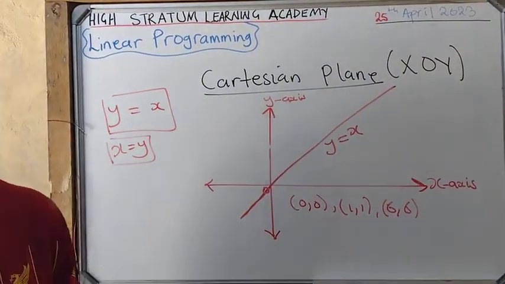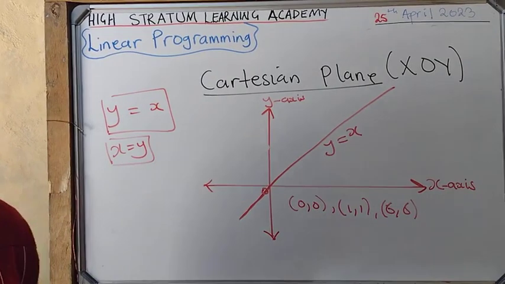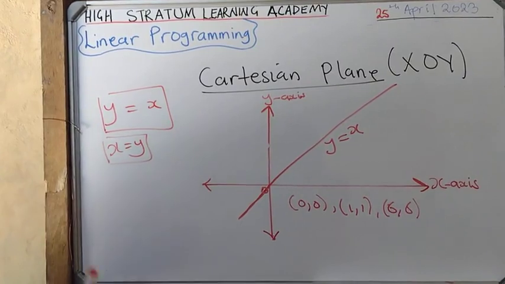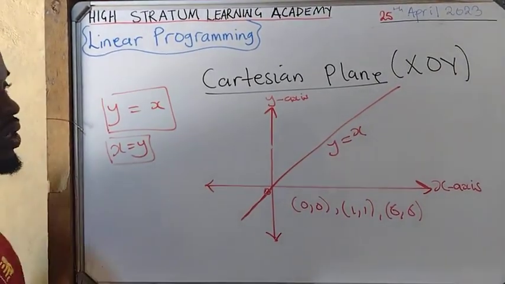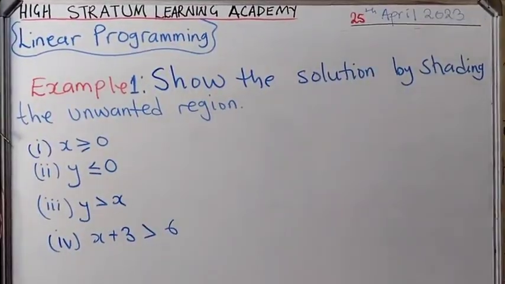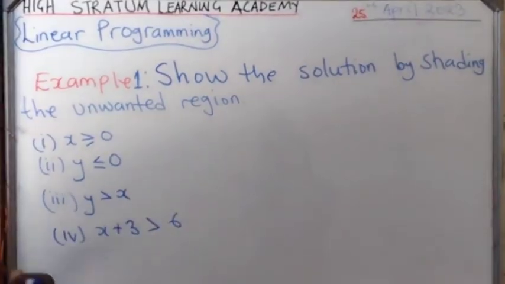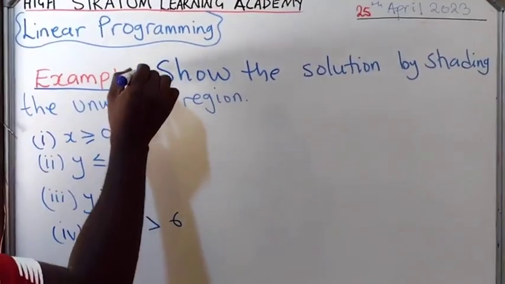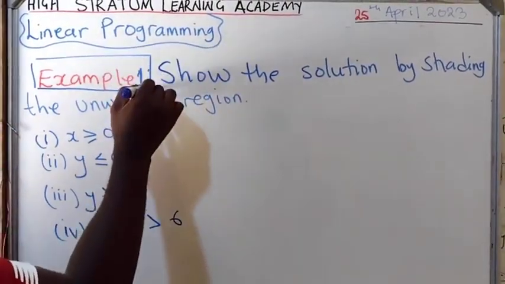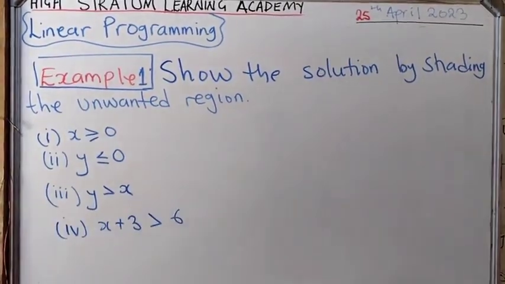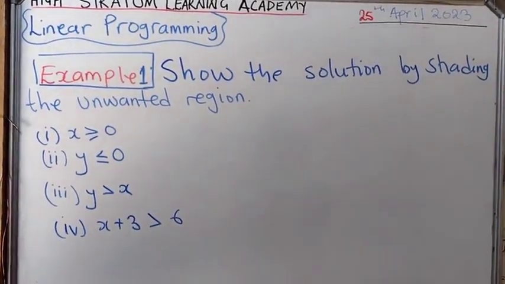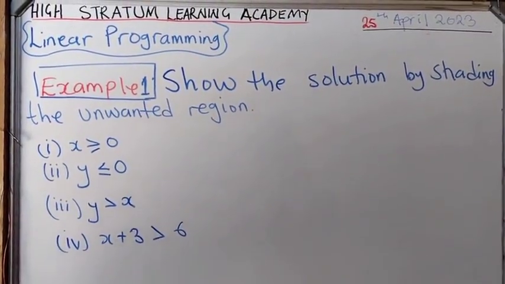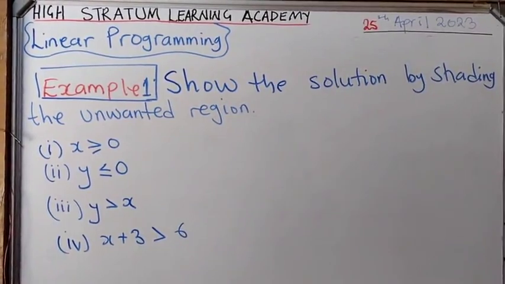Okay, so now let's look at some examples, how we can shade certain inequalities. All right, so let's now look at the first example. This is our example 1. This example 1 is saying, show the solution by shading the unwanted region.